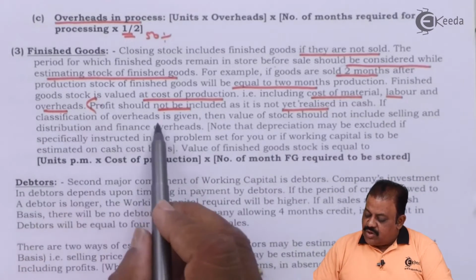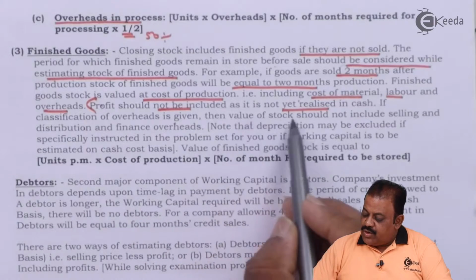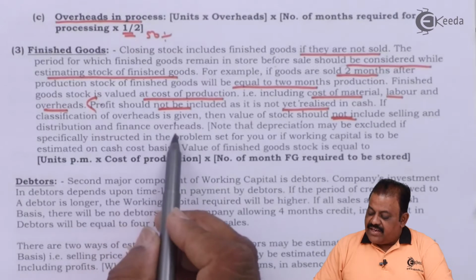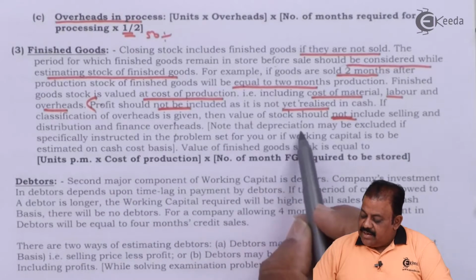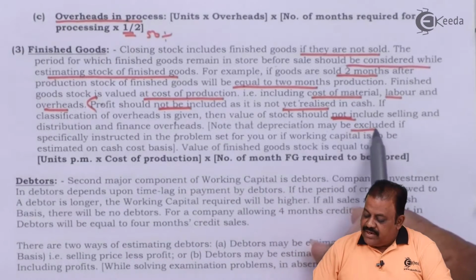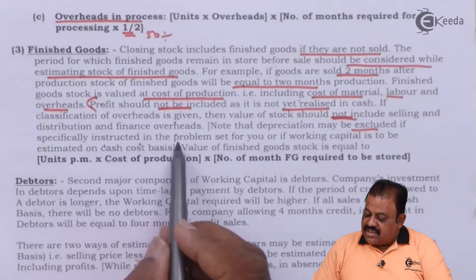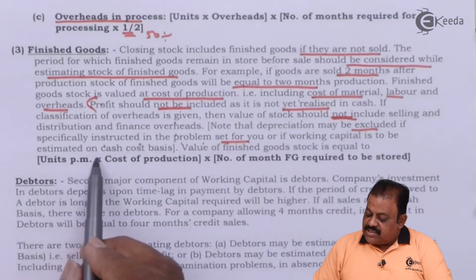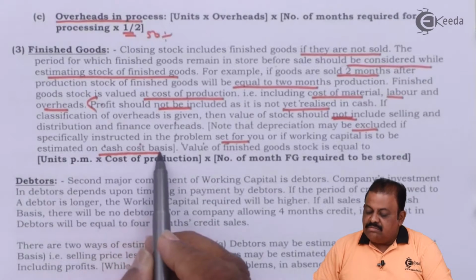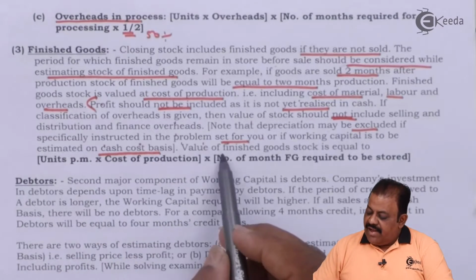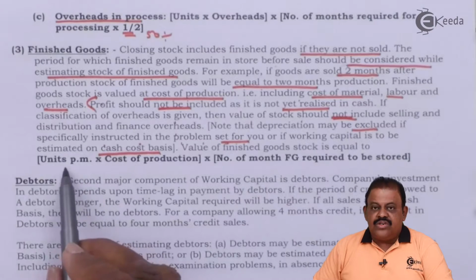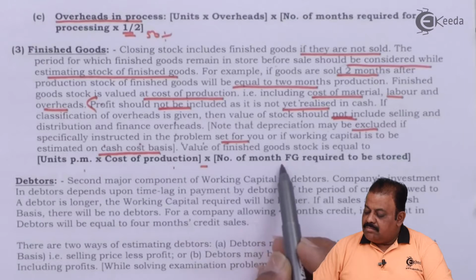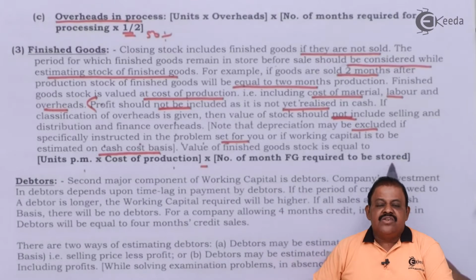If classification of overheads is given, the value of stock should not include selling and distribution and finance overheads. Note that depreciation may be excluded if specifically instructed in the problem set for you, and if the working capital is to be estimated on cash cost basis. Value of finished goods stock is equal to units per month multiplied by cost of production multiplied by number of months finished goods required to be stored.